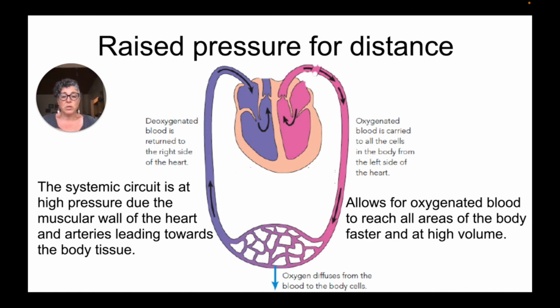high volume. So all of these advantages are important for the most efficient flow of blood, which is going to be carrying oxygen and nutrients to body cells for respiration and for other functions.